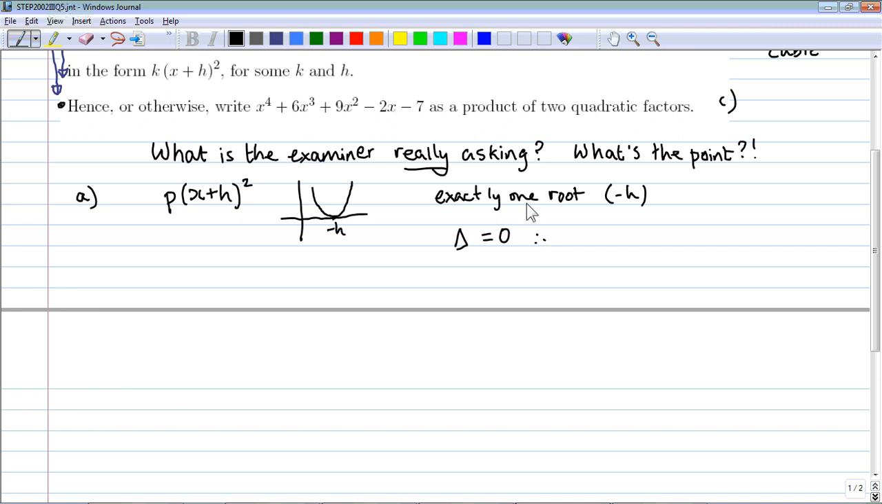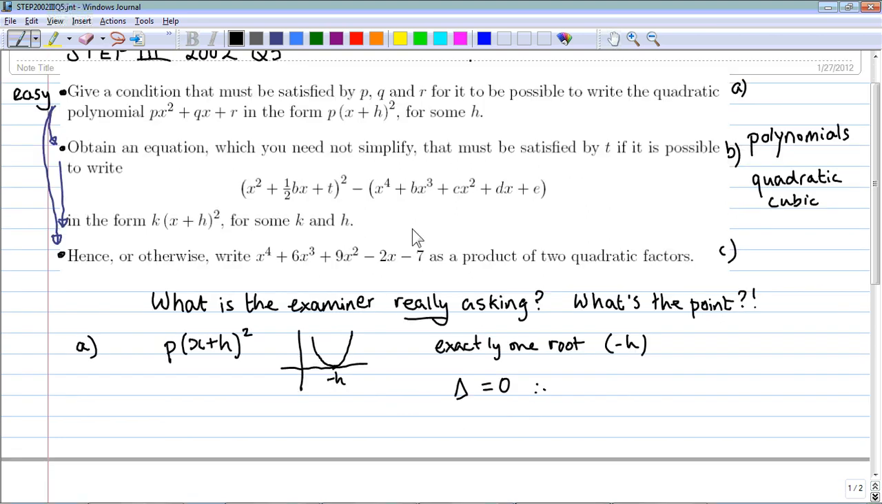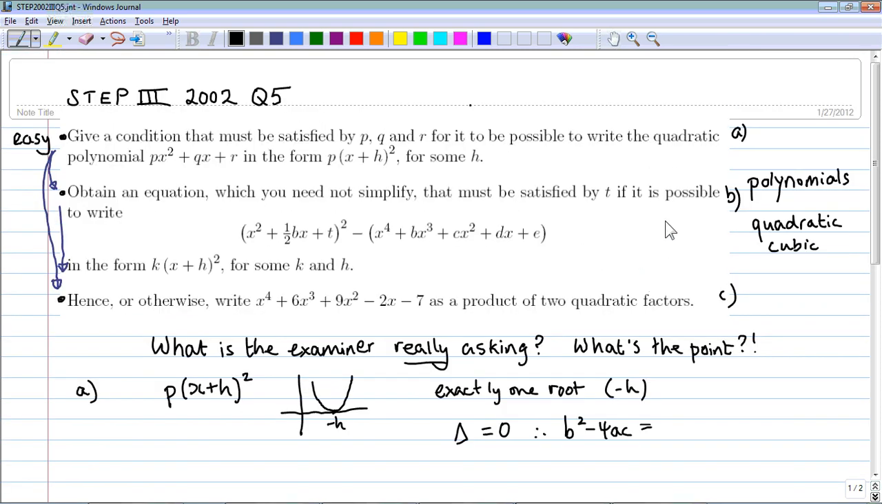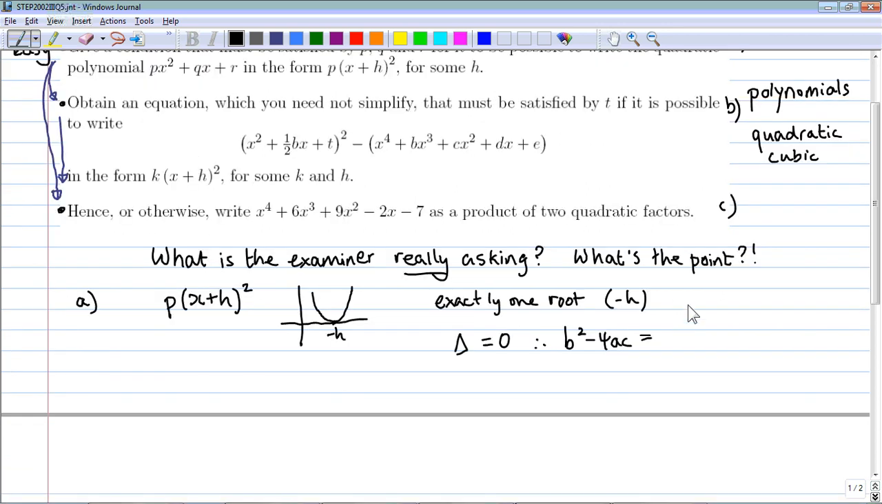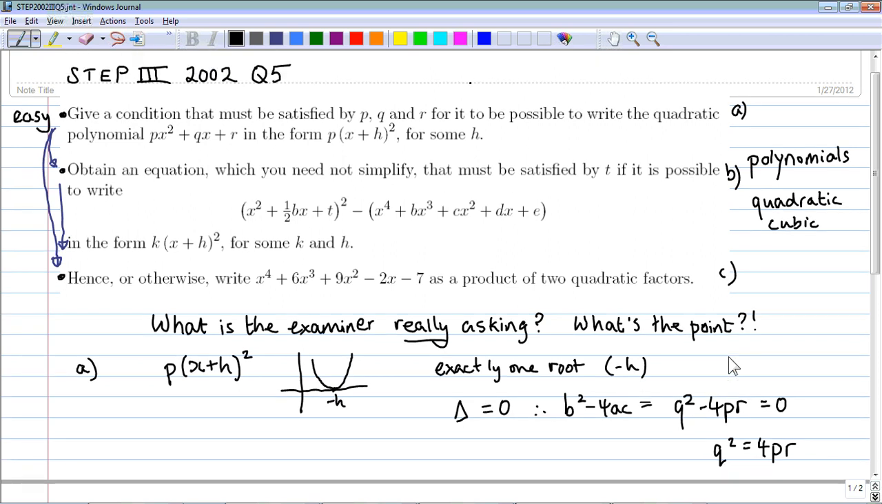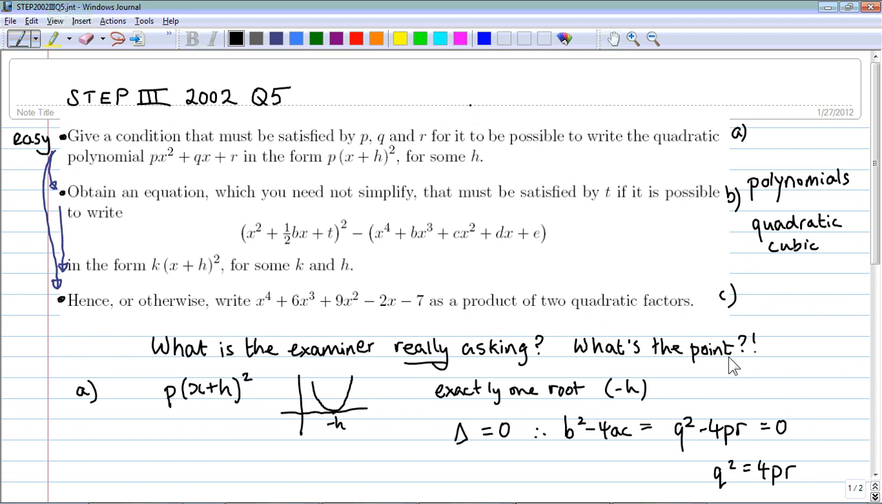So immediately, without any more calculation, I can just use what I learned in secondary school. I learned that if the discriminant is 0, then b squared minus 4ac is 0. Now b squared minus 4ac here means, if we look, q squared minus 4pr. So q squared minus 4pr is 0, so q squared is 4pr. It's very simple actually. You could obviously use algebra to derive it, but all you would be doing is following the process of completing the square that is so well known. So as I said, this first part is easy.